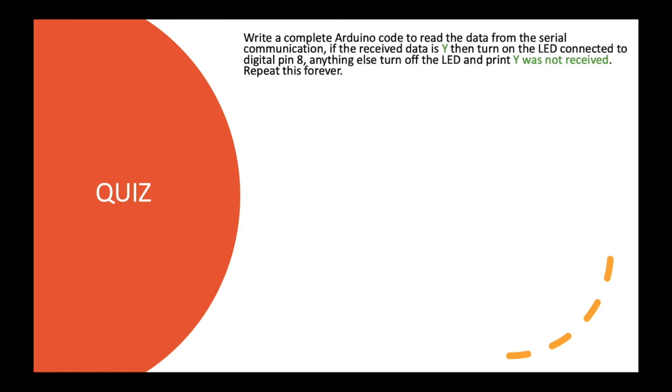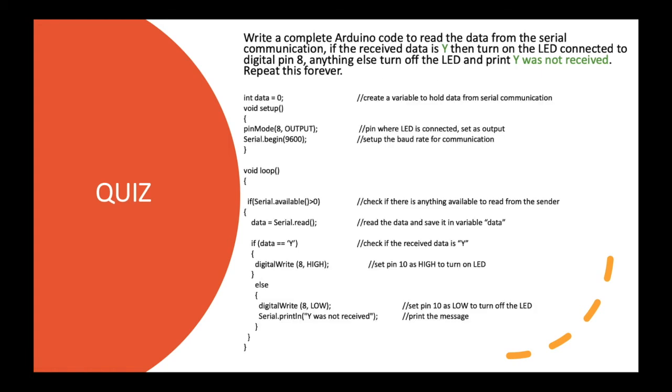All right, so let's pause the video and write the code. So first thing you need to notice is you are reading some data and you have to store that data somewhere. So create a variable data. So this data will hold the serial data from the communication, right?